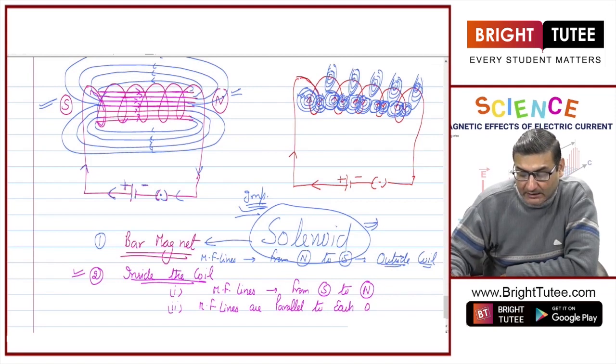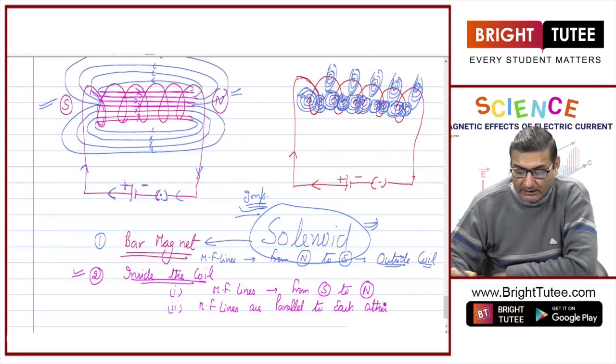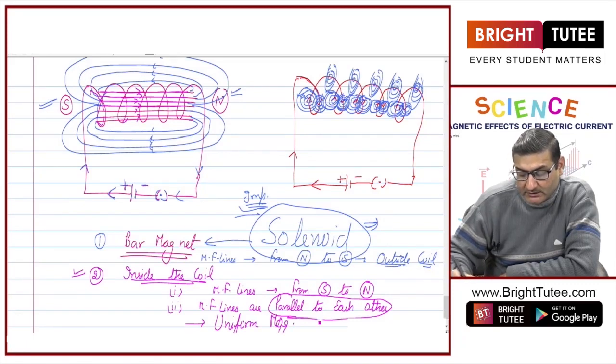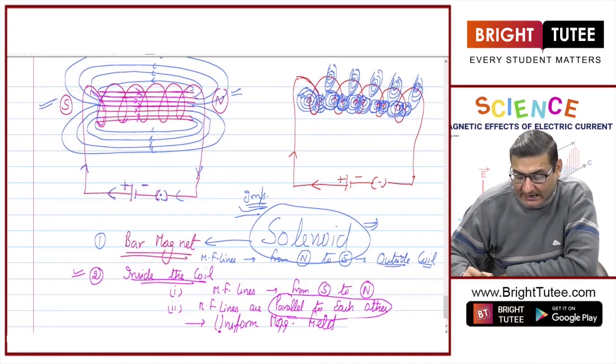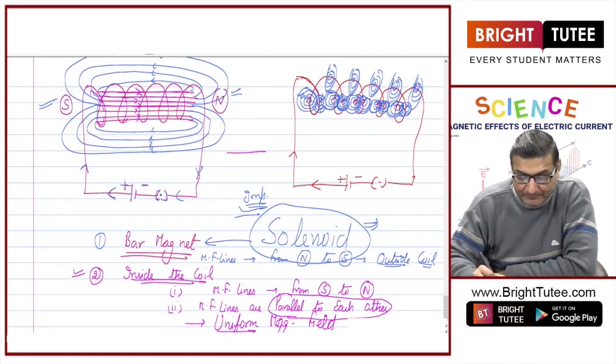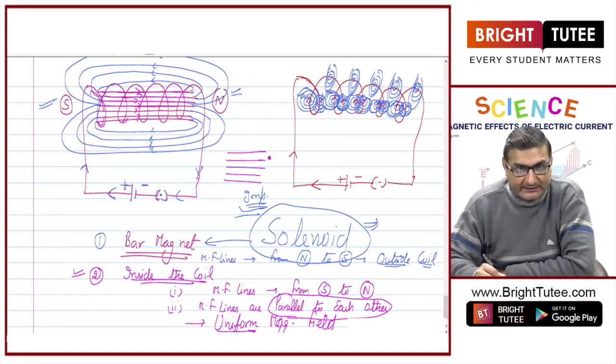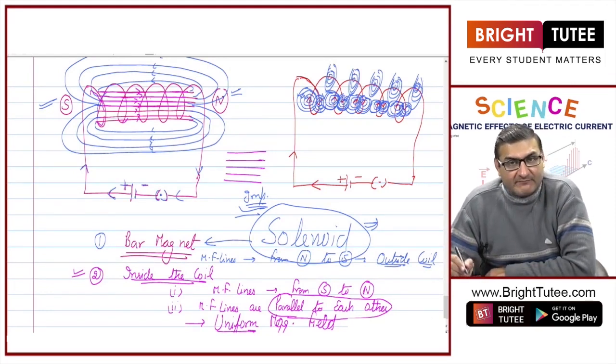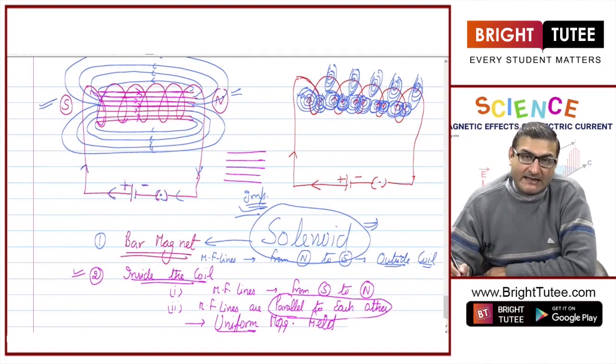They are parallel to each other inside the coil, and this parallel to each other signifies a very important thing, that inside the coil there is a uniform magnetic field. Because if the magnetic field lines are parallel to each other like this, that means the effect of magnetic field lines at any given point in this area is equal because they are parallel. So the parallel magnetic field lines signify that this is a uniform magnetic field.